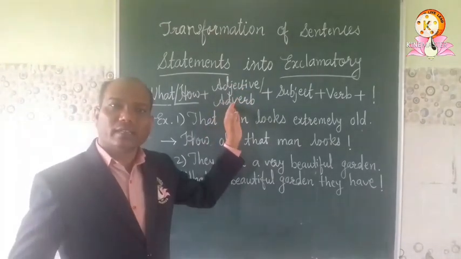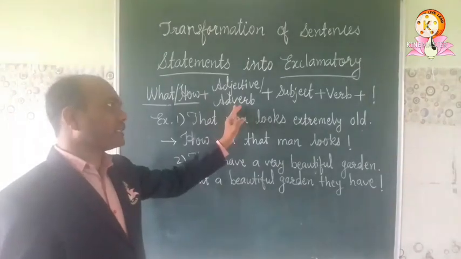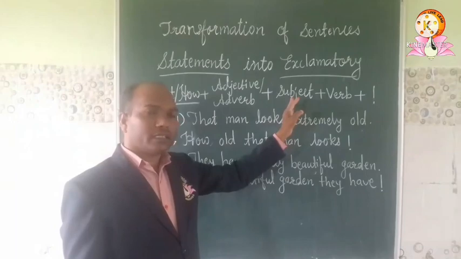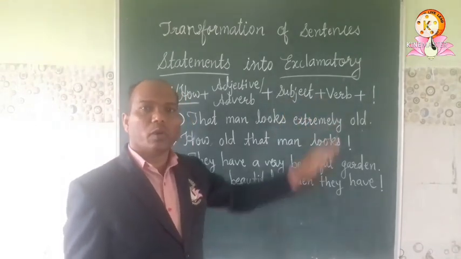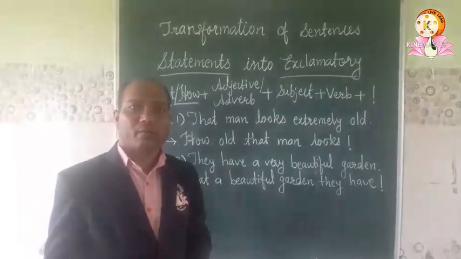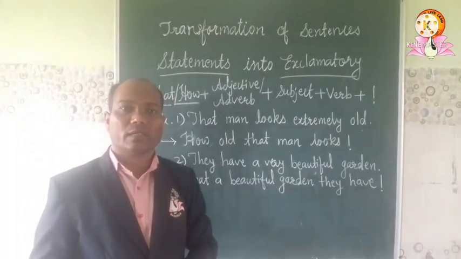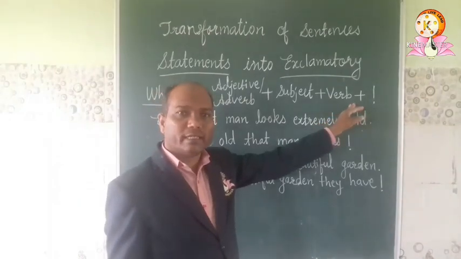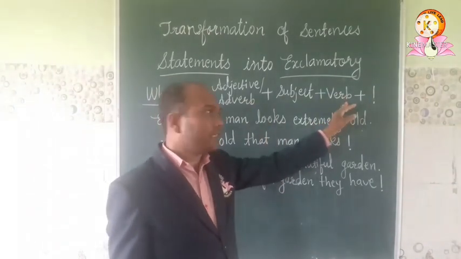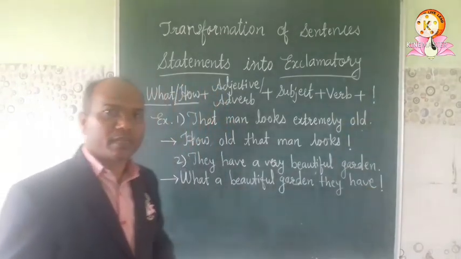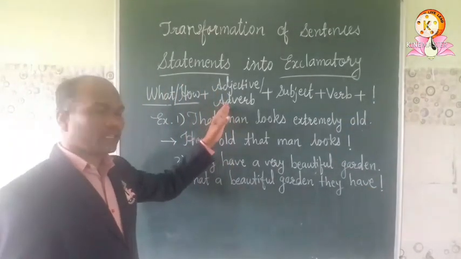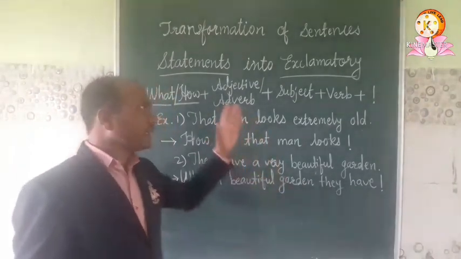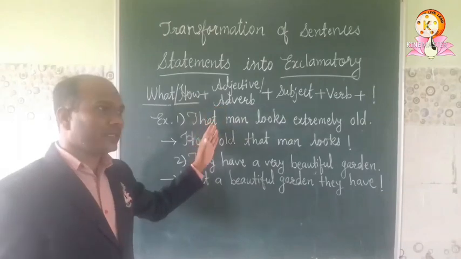Those are used in the given statement. After that, the subject of that statement. The subject is followed by the verb. That can be the main verb or the helping verb. And the most important thing, the sentence ends with an exclamation mark. Now let us understand this general structure or formula with the help of an example.